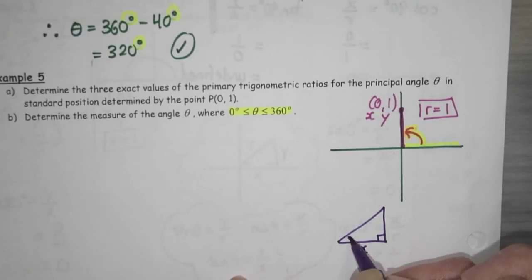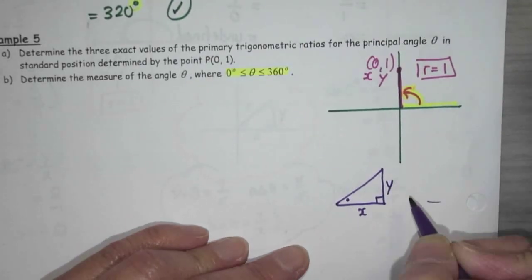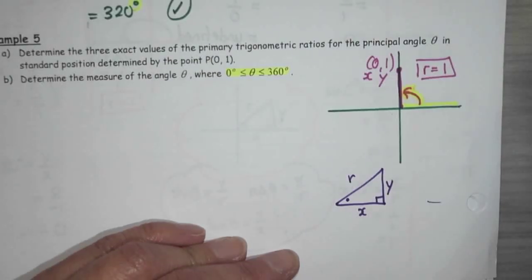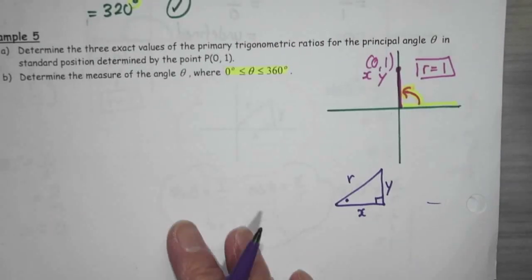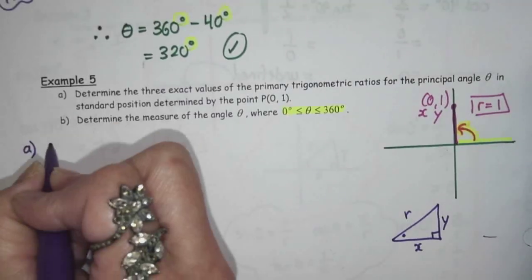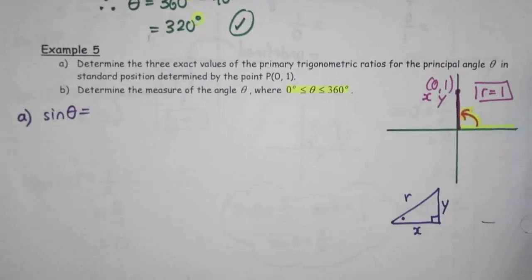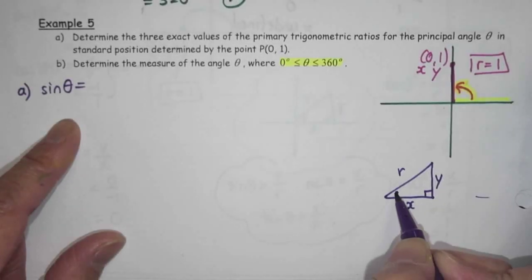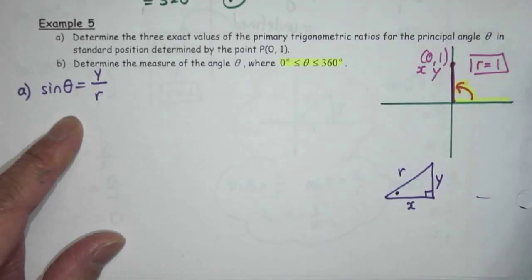That this was x, this is my angle, always on the bottom here on the horizontal, right? This is y heading up, and this is my r. From that formula, I can do my SOHCAHTOA. So we want the primary trig ratio. So for A, the primary trig ratios would be sine of theta equals, so now looking from here at my special angle, y over r, y over r.